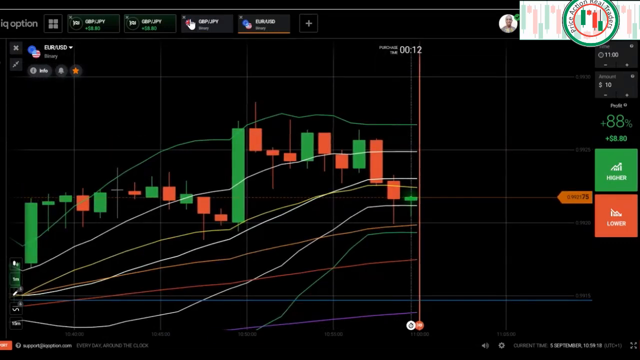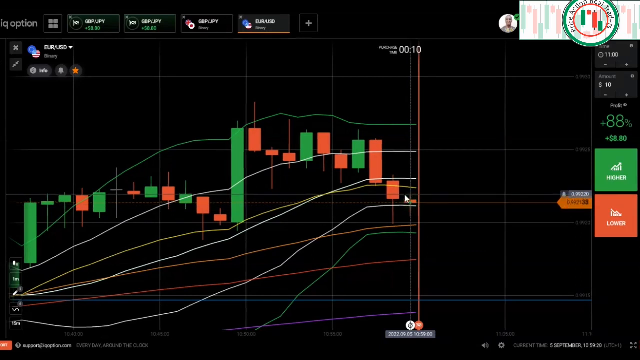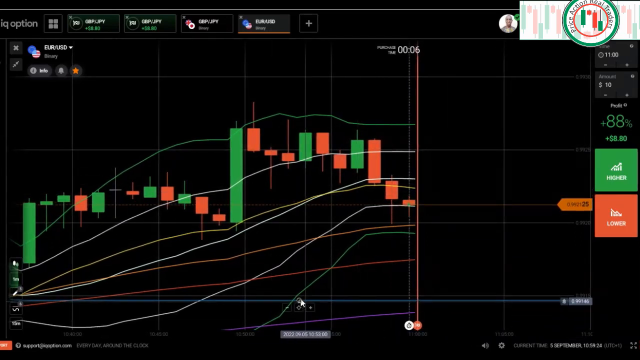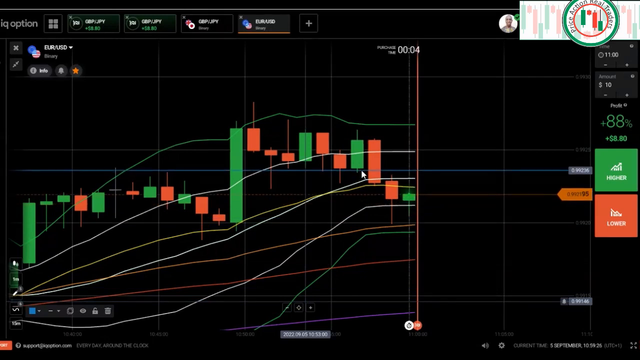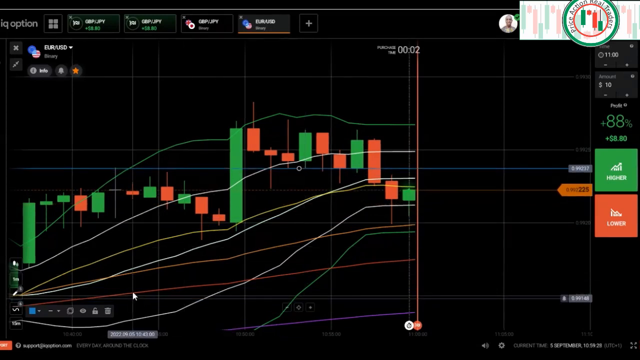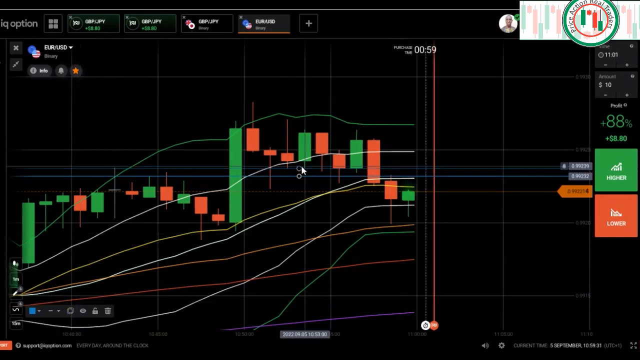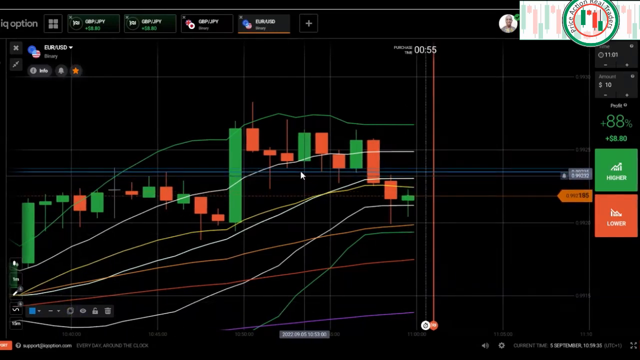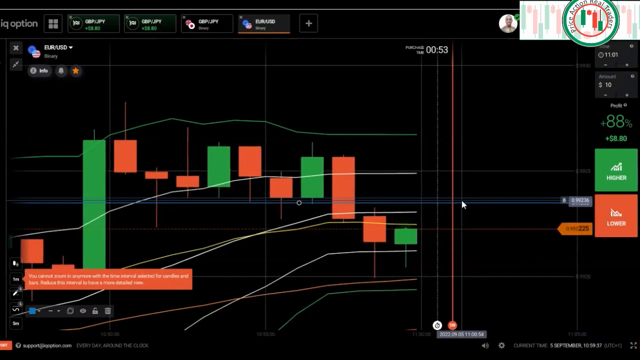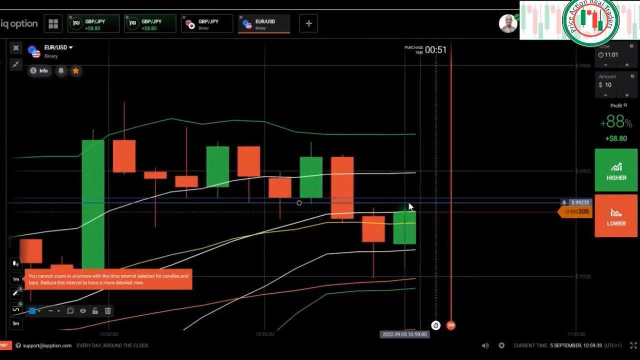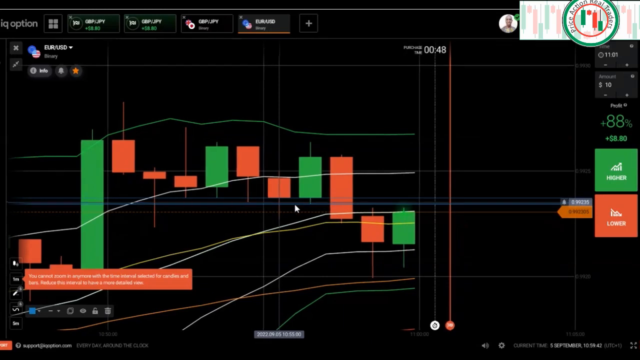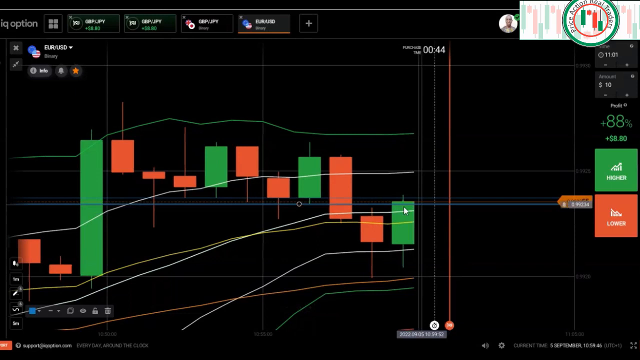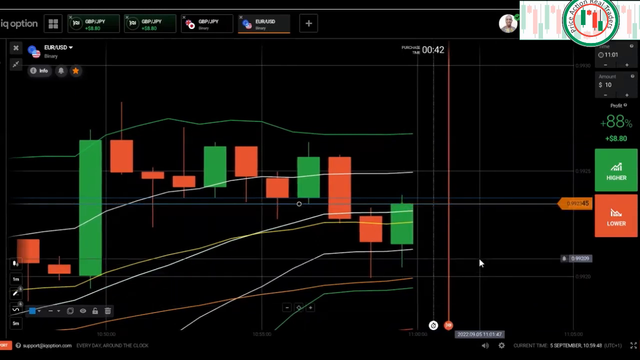So you see here, this is the typical ranging market. So where is your zone now? Here is your zone. This is your zone. You wait for the market to touch this zone, then you can easily place your trade here. Why? We are in a ranging market. So we wait for the market to close here, then we can place our trade.